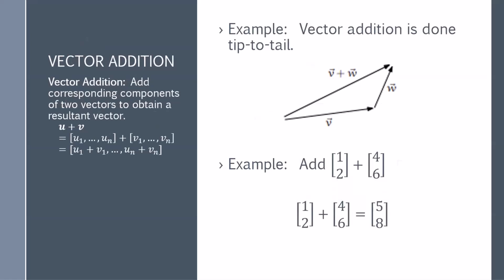Vector addition is component-wise, same way as for matrices. But geometrically, what we see is that vector addition is tip to tail. So if we want to add vector v to vector w, we simply move vector w to the tip of v, and we start at the tail of v to the tip of w, and we get v plus w. So if we want to add the vector 1, 2 to the vector 4, 6, we get 1 plus 4 is 5, 2 plus 6 is 8.